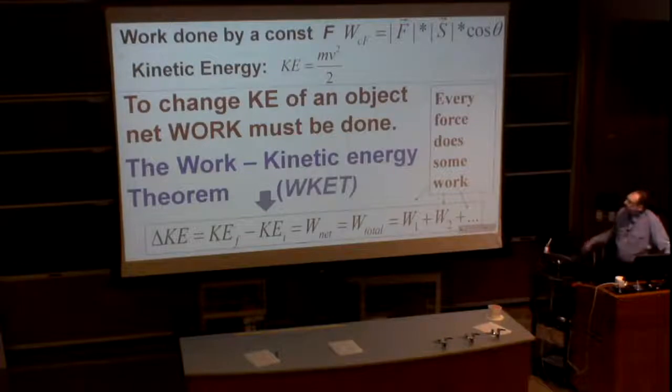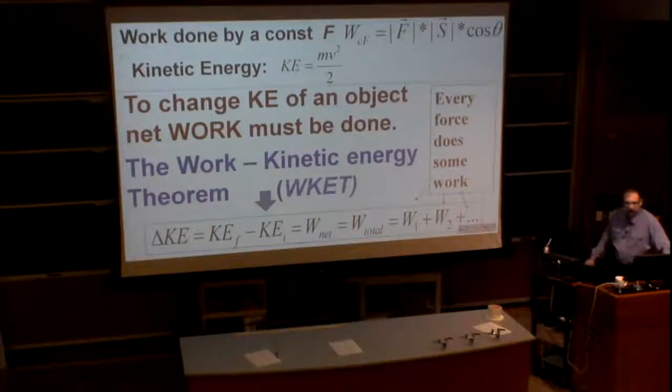So when several forces are simultaneously acting on an object, every force does some work, maybe positive, maybe negative, maybe zero. If we add all those numbers together, the result has a name, total work or net work. And it turns out, no matter what's happening, the net work is always equal to the change in the kinetic energy of that system, of that object.